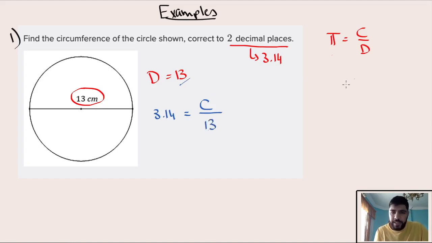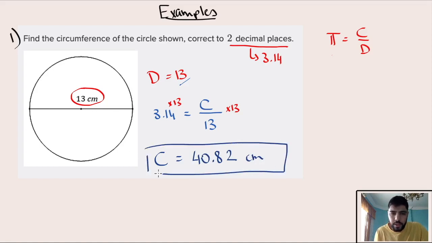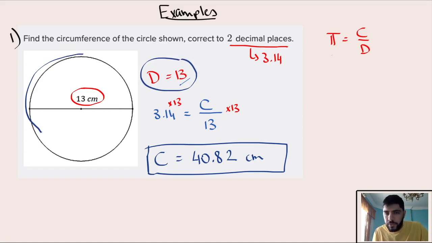Now all we have to do is the same steps that we use to solve equations. We just need to isolate the variable. Right now there's division, so I need to multiply both sides by 13. And using a calculator, I get C equals 40.82 centimeters. So we were able to find the length of the edge of this circle only using the diameter. Only using the diameter. All right, let's do another problem here.